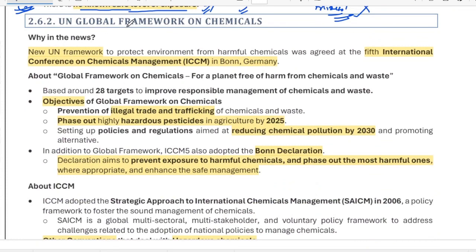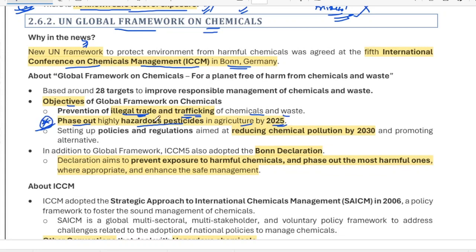Now moving to the second organization, the UN Global Framework on Chemicals. This is a new framework that has been adopted at the fifth International Conference on Chemicals Management in Bonn, Germany. What is this framework all about? Its objective is to prevent the illegal trade and trafficking of chemicals and waste, and to phase out highly hazardous pesticides in agriculture by 2025. You must remember this.